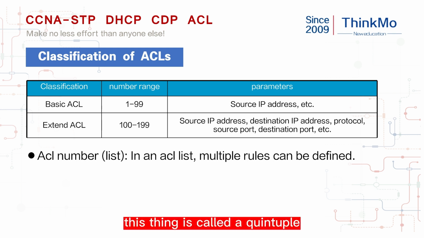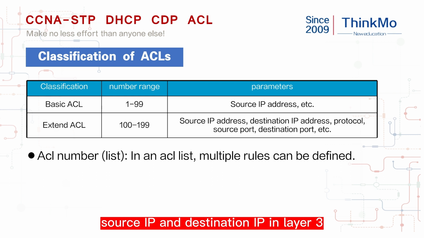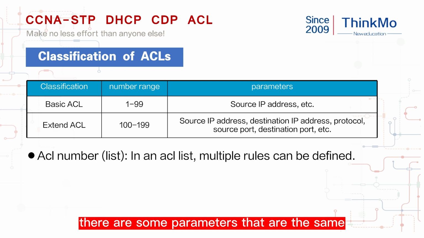This thing is called a quintuple. The 5-tuple refers to source IP and destination IP in layer 3, plus the protocol in the 3 layers, plus the source port and destination port in the 4th layer. We call it a quintuple. That is, in a stream of data, there are some parameters that are the same. We don't have a particularly detailed understanding of TCP in our Cisco courses.